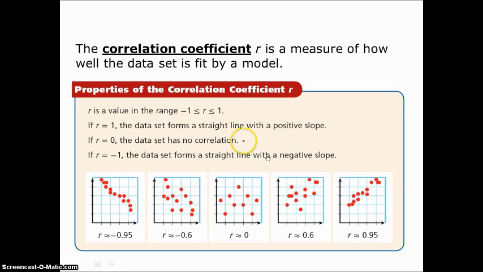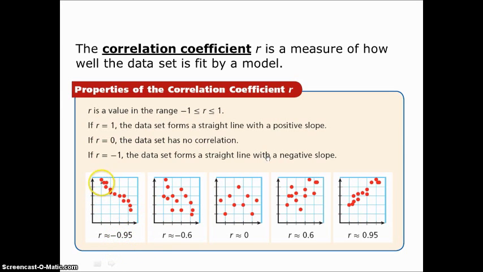If R equals 0, then the data set has absolutely no correlation. If it equals -1, then the data set forms a straight line with a negative slope. Now here are some different pictures of some scatter plots and the R's that would go with those scatter plots.